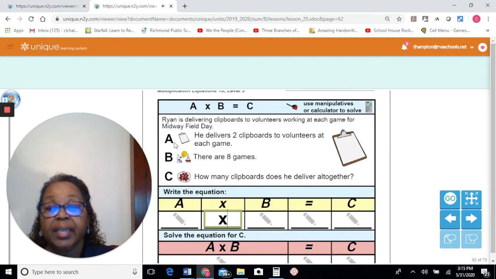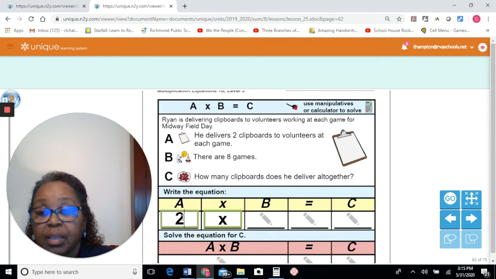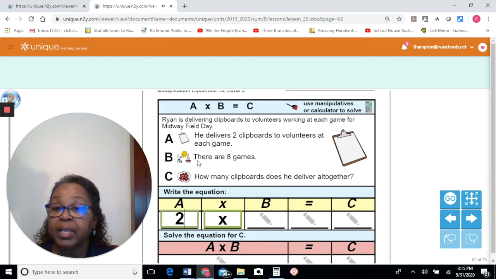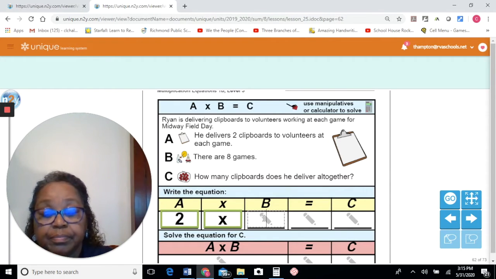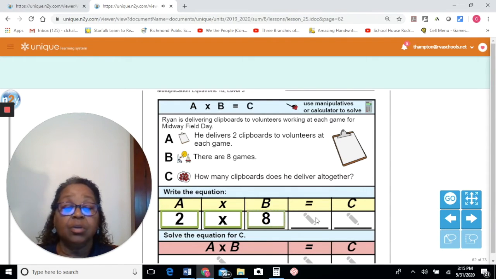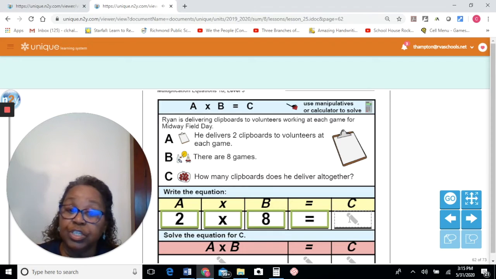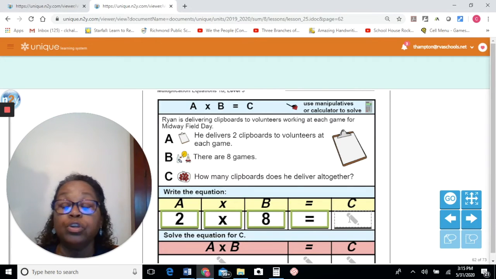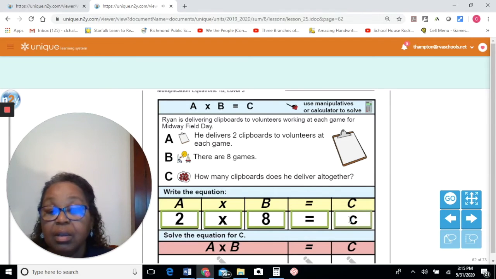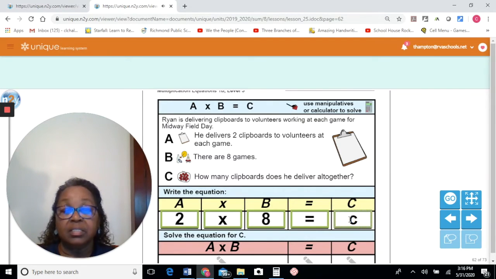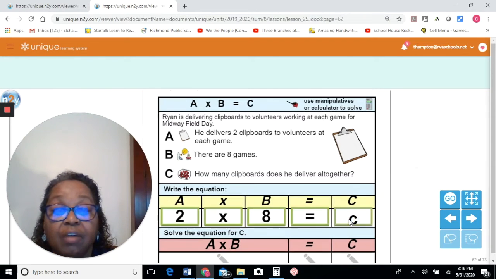And what is A? A is 2 clipboards. And each clipboard has the B part, 8 games. Excellent. And we need our equal sign because we need to solve the problem, but we just don't know what the solution is yet. We're looking for that. We don't know, so we're going to use a variable. The variable is a letter of the alphabet. So we're going to put a C there. We don't know what C is. We're solving for C.